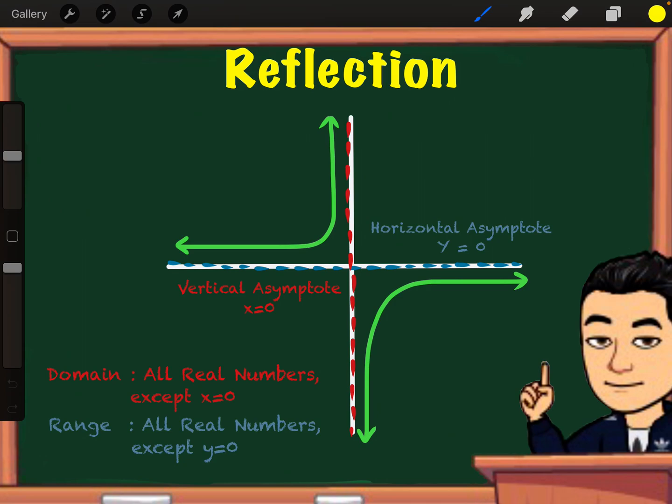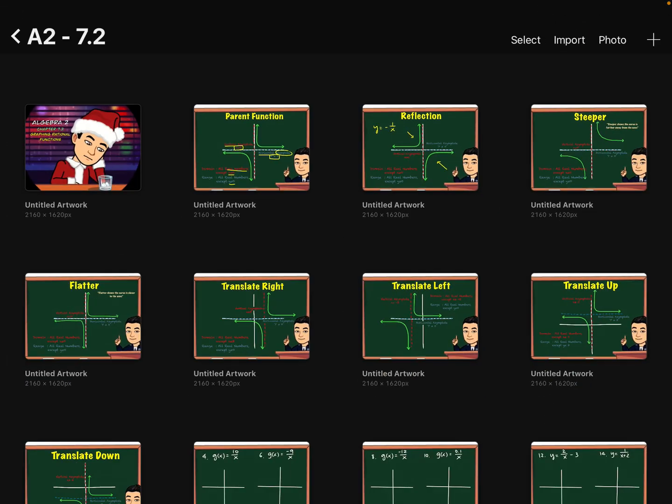Okay, so let's check out the next one. Reflection. Reflection has to be your priority. Number one priority is whenever you see a negative in your leading coefficient, for example, y equals negative 1 over x. Whenever you see a negative, you have to reflect it. So now the curve is going to be in quadrant 2 and quadrant 4. Everything stays the same, it's just that the quadrants change. All right, so let's check out the next one.